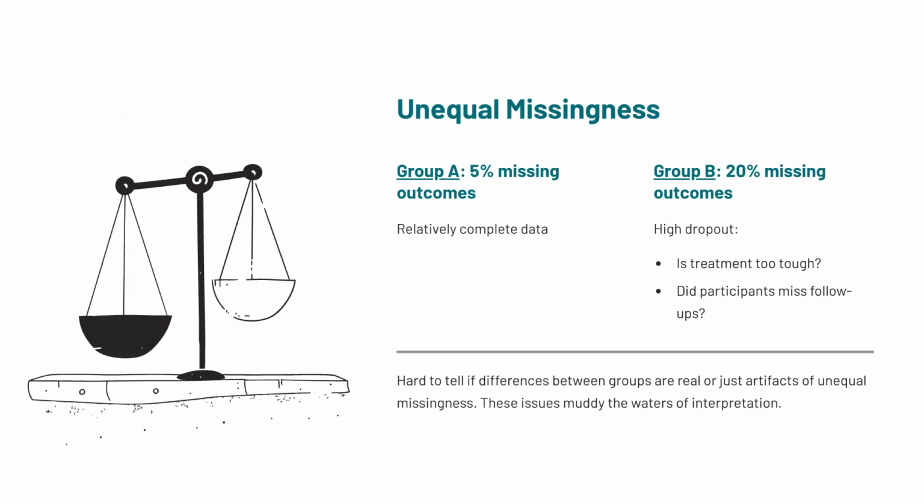Even worse is when you have unequal missingness between groups. Imagine in a two-arm trial that Group A had 5% missing outcome data and Group B had 20%. That gap can signal trouble. Is Group B's missing data related to the treatment being harder to tolerate, or is it related to an ascertainment bias? When one group loses more data or has more opportunity for detection, differences in outcomes may reflect unequal missingness, not true treatment effects, weakening internal validity.